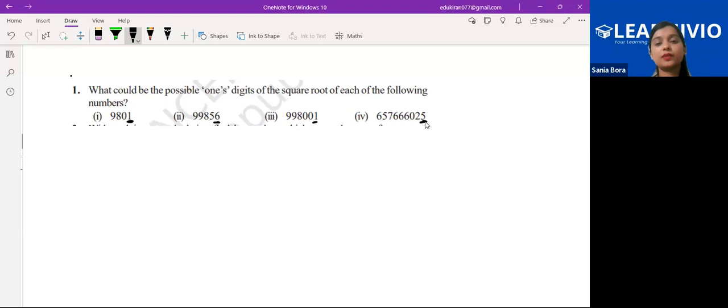Yes. Quickly do this and tell me the answer. So, ma'am, we can find the unit number. Yes, only the ones digit you have to find. So only the last digit. I have just marked it, right? And you have to tell me the unit digit. I'm just doing the first one for you people. For example, 9801.